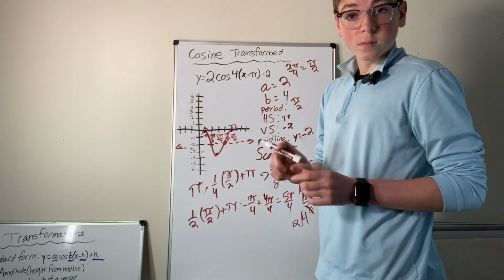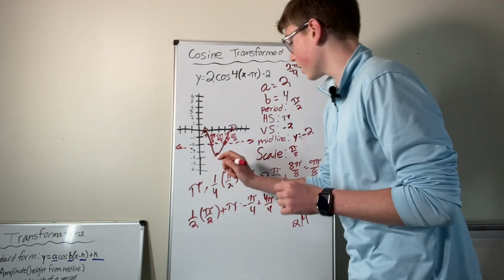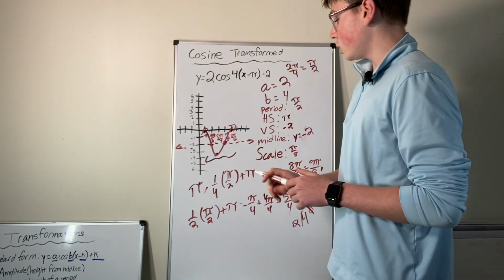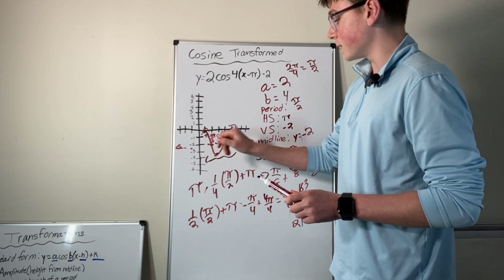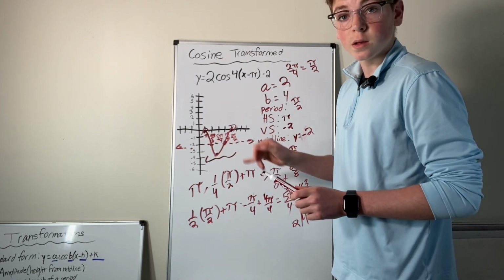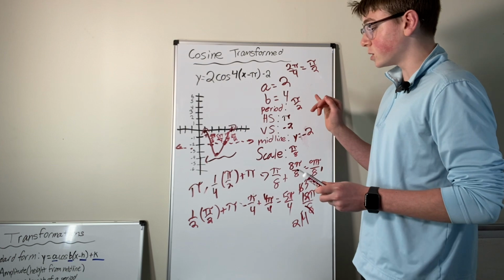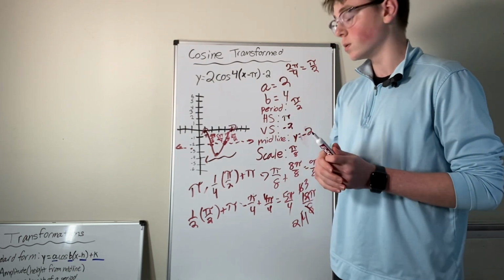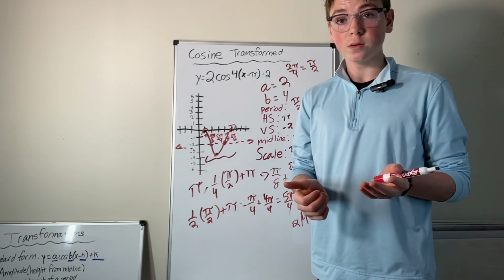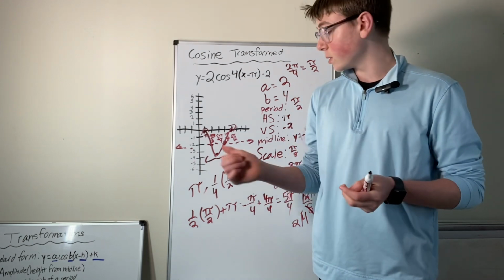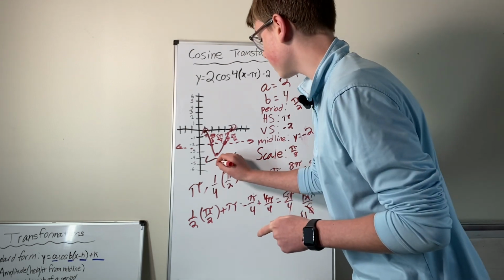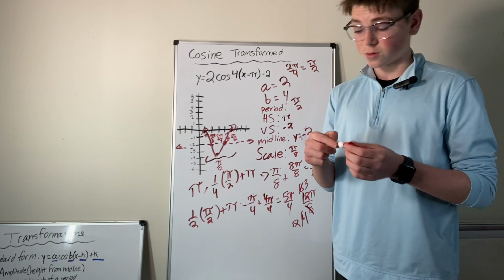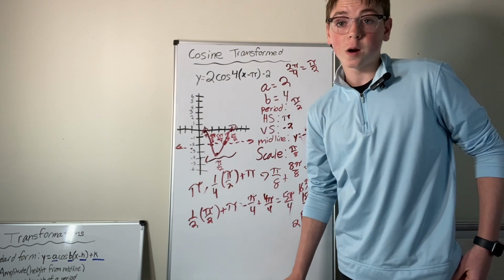And the last thing you should be able to see here, just to check if your period and scale are right, is that from your first point to your 5th point, it should be the period. So from pi to 3 pi over 2 should be pi over 2. So pi is 2 pi over 2, and 2 pi over 2 plus pi over 2 is 3 pi over 2. So this is pi over 2, which is our period. That is correct.